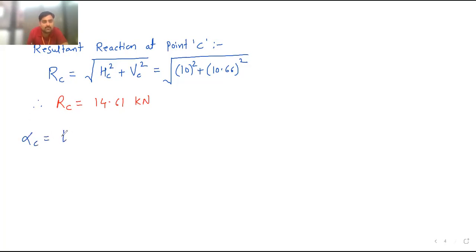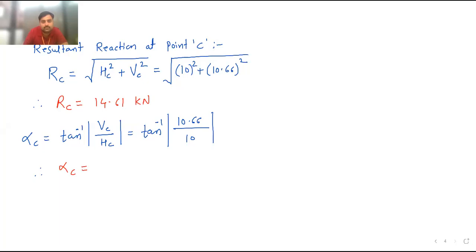Now similarly, calculate alpha C. Alpha C is equal to tan inverse in mod VC upon HC, which is equal to tan inverse VC, 10.66, divided by HC, 10. Therefore, alpha C is equal to 46.82. Okay. Others, please do check the answer. 46.82 degree. This is the alpha C. Correct. Okay.